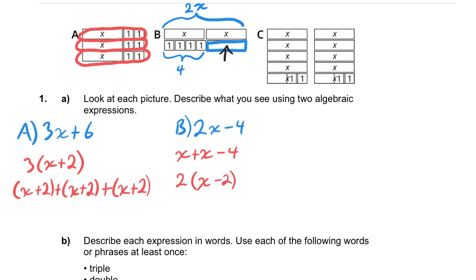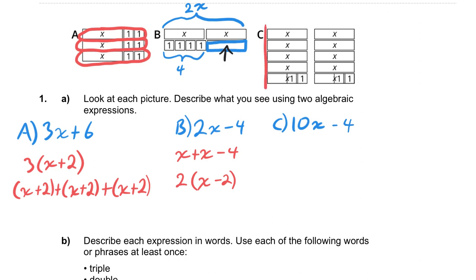Let's look at C. Here we have how many x's? Well, I've got 1, 2, 3, 4, 5, 6, 7, 8, 9, 10 x's. So let's write that down. I've got 10 x's, but then when we have our 1's overlapping an x like that, it's like we're taking away those from the x. Same with here. So we've got 4 1's being taken away. So I'm saying 10x minus 4.